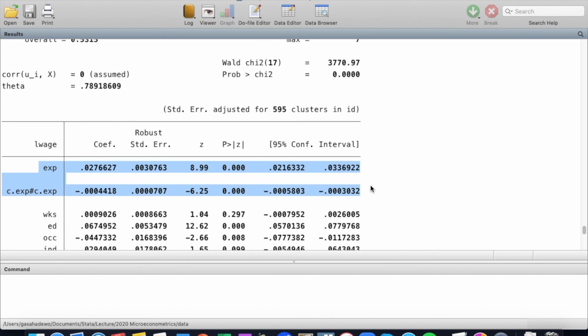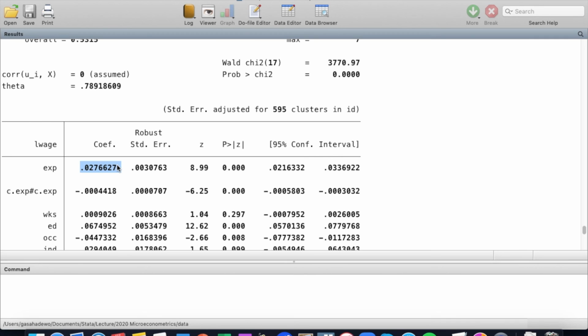Now again, what we care about is not only the significance, but the magnitude. The magnitude of the random effect is actually not that different from the magnitude of the OLS of 0.03, but the fixed effect is quite different. Okay? And so what does it mean? Well, it means that we have to be very careful in the assumption of whether or not the unobserved heterogeneity is correlated with the experience or not.